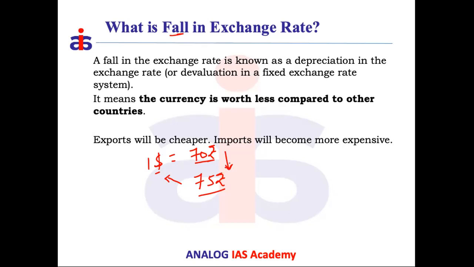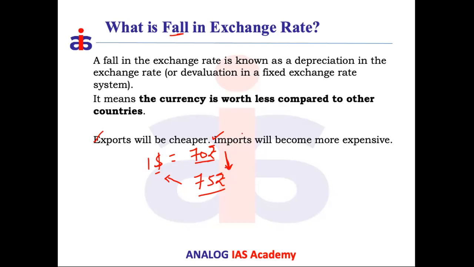Next, value, worth, or anything, all these things finally relate to the same thing. Okay, so when this happens, what will be the consequence? We'll see two specific examples. What will happen to the exports, what will happen to the imports, when with respect to the dollar, Indian rupee value has fallen, right? Then what will happen to the exports? Exports will become cheaper. First we'll see the imports.